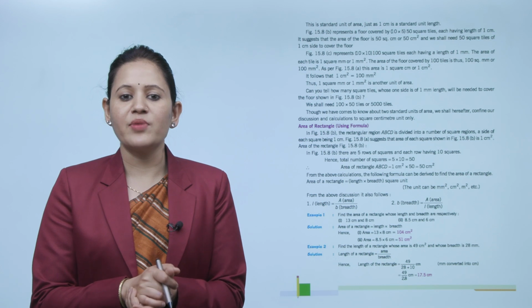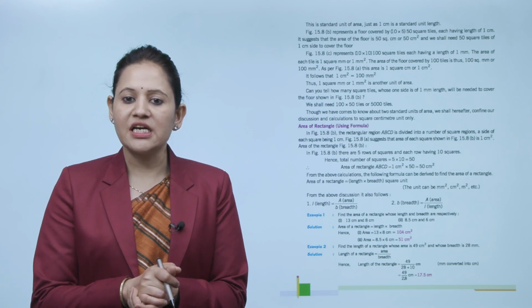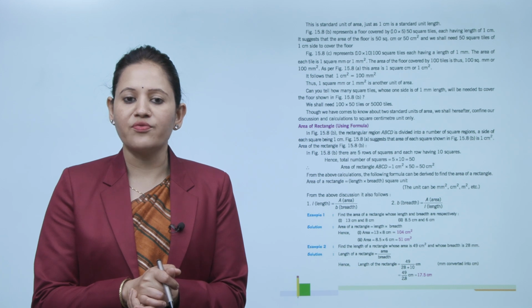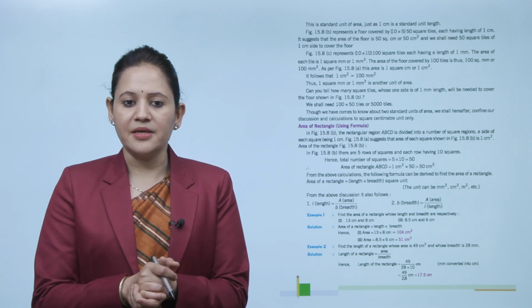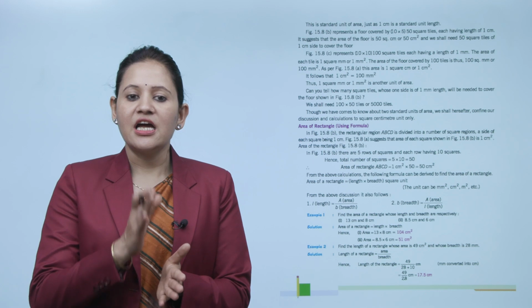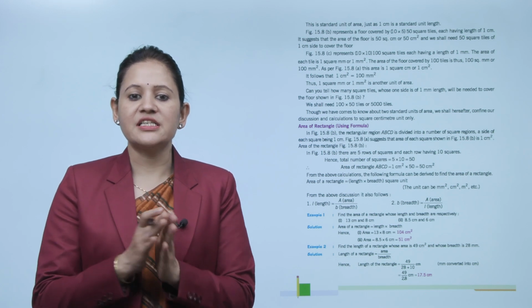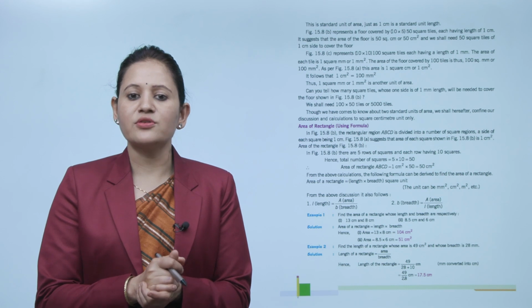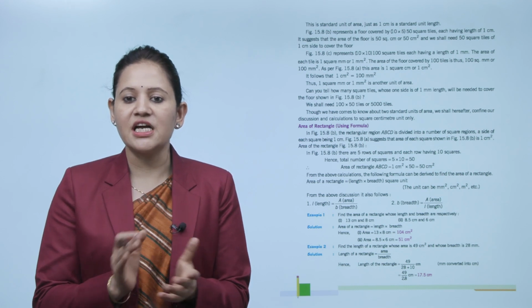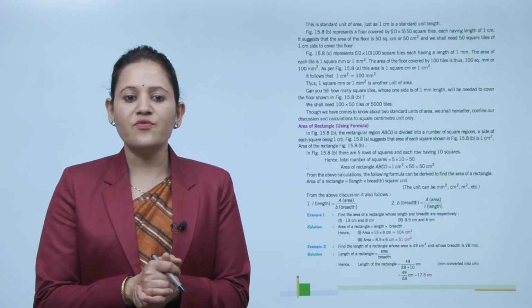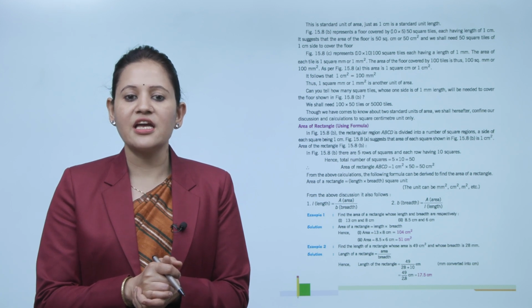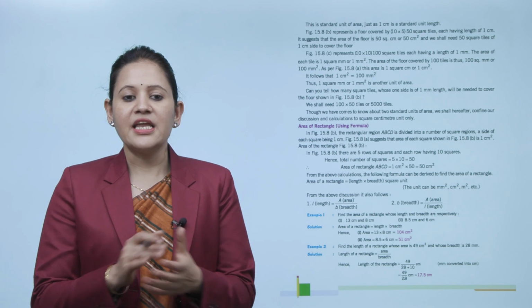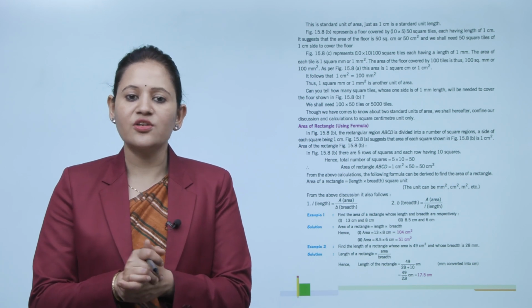Can you tell how many square tiles whose one side is 1 millimeter long will be needed to cover the floor shown in figure 15.8b? We shall need 100 into 50 tiles, that is 5000 tiles. Though we have come to know two standard units of area, we shall hereafter confine our discussion and calculation to the square centimeter unit only. Next is area of rectangle using formula.